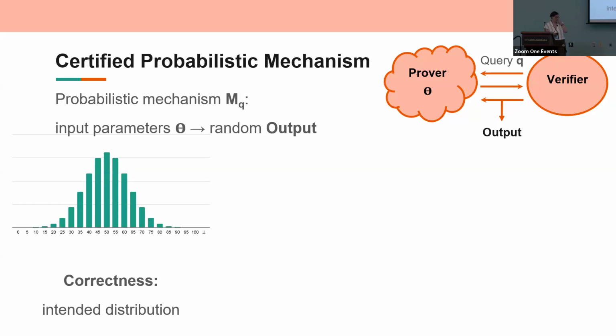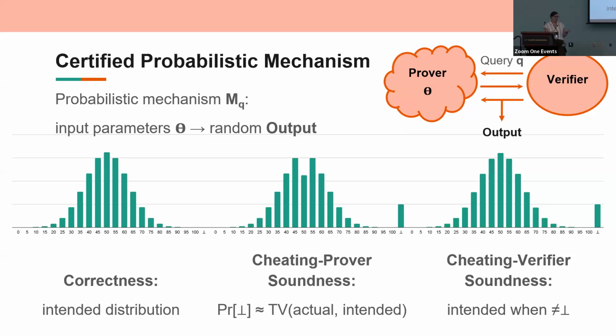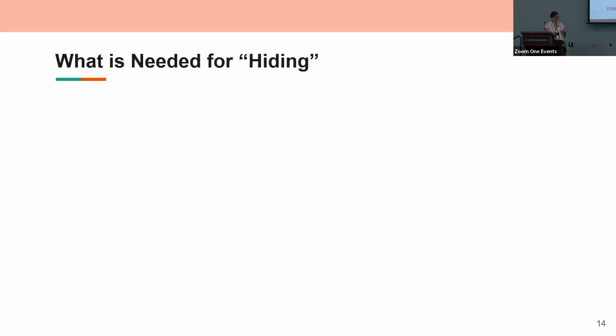So to clarify this definition, I'll show some graphs giving examples. For correctness, of course, we just want our standard correct distribution. For cheating prover soundness, what this means is basically the only thing the prover can do is move probability mass from some potential output and move it directly to bot. So the only way they can cheat is by increasing their probability of being caught by the same amount. Finally, in the cheating verifier soundness case, if we ignore the bot outputs, the distribution is just entirely correct. And this asymmetry between the prover and verifier is due to the different information that they have in this situation.